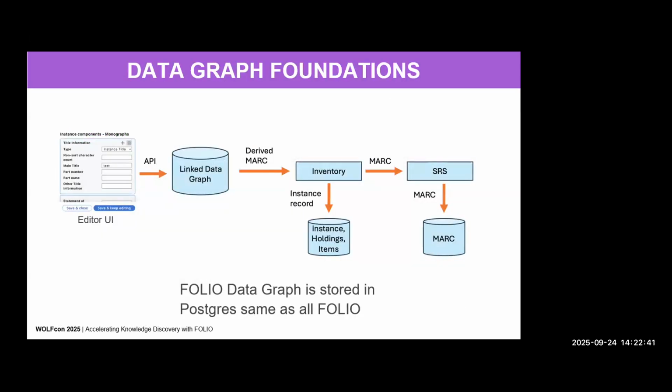So taking a step back from the editor, here's a diagram of what that ecosystem looks like inside Folio. So for those of you who are familiar with inventory, that's a schema in Postgres. You can think of this as a parallel schema in Postgres. And I'll talk more about our decision behind that approach, but our editor uses APIs to talk to that new data graph storage. And then that storage layer can derive MARC automatically and sync with inventory, as I explained before. And then all of the other mechanisms with Folio continue to operate as they did previously. I'll pause here. Any questions about this design?